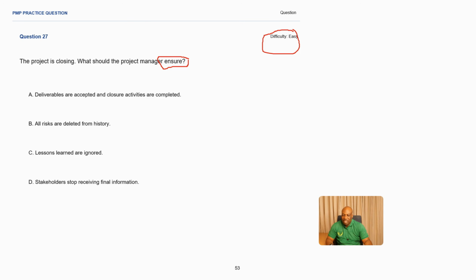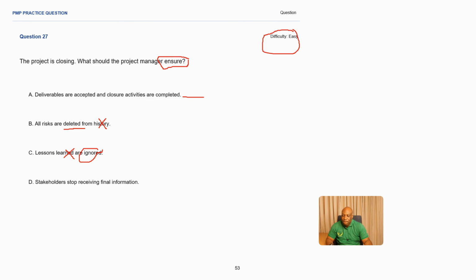Deliverables are accepted and closure activities are completed. Makes sense, all right? All risks are deleted from history. You don't delete any risks in a project. You don't delete most of the records actually in a project. You can archive them for future reference, making this an incorrect answer. Lessons learned are ignored. Lessons learned are very important, especially when you are closing the project. You want to be able to be better in the next projects. So this is an incorrect answer. They cannot be ignored.